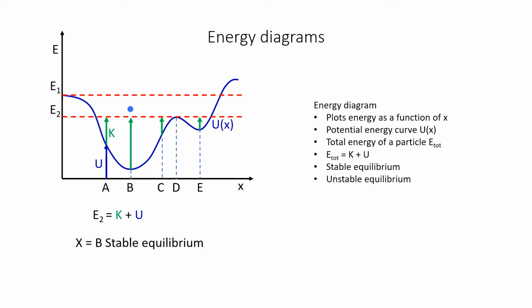This point B is what we call a stable equilibrium. The particle will keep oscillating back and forth about point B, returning again and again to point B.